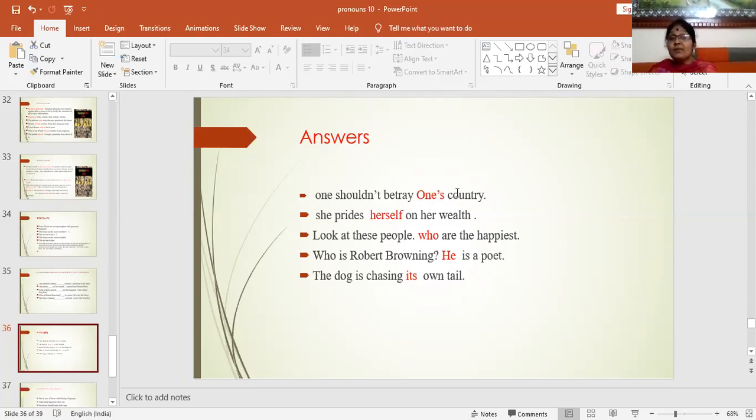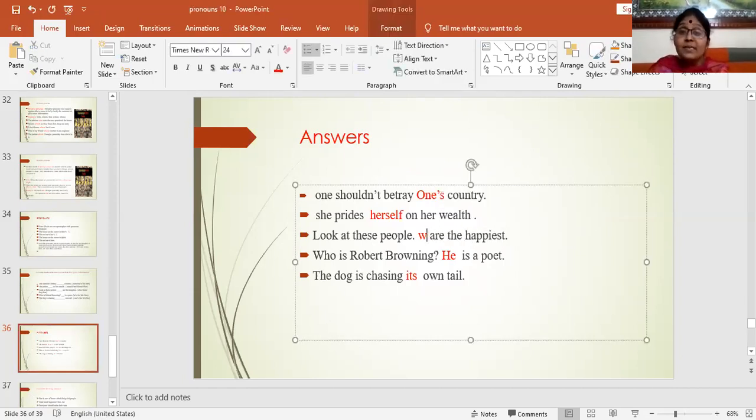One shouldn't betray one's country. She prides herself on her wealth. Look at these people. They are the happiest actually. Who is Robert Browning? He is a poet. The dog is chasing its own tail. Right?